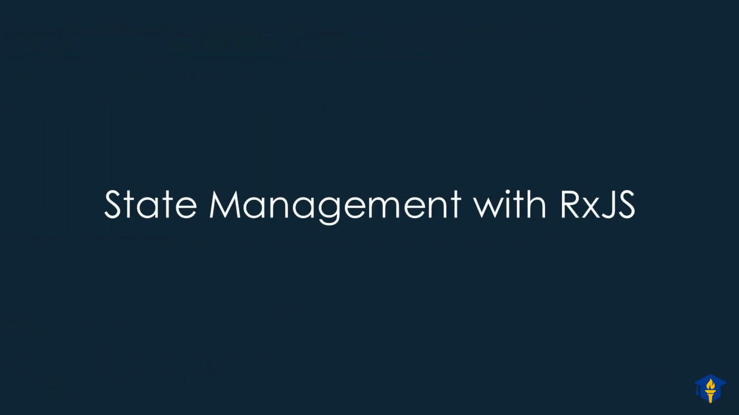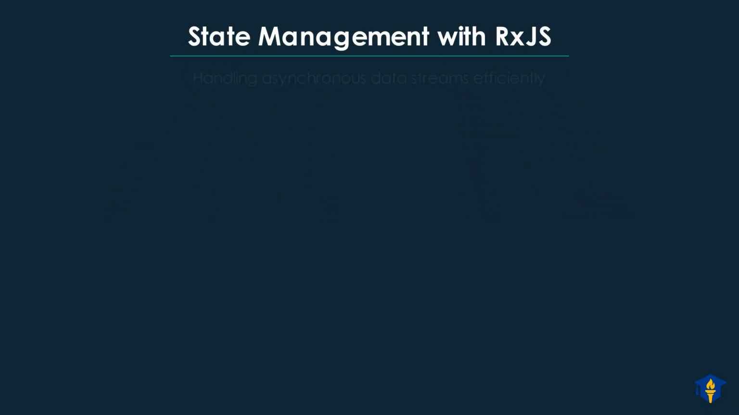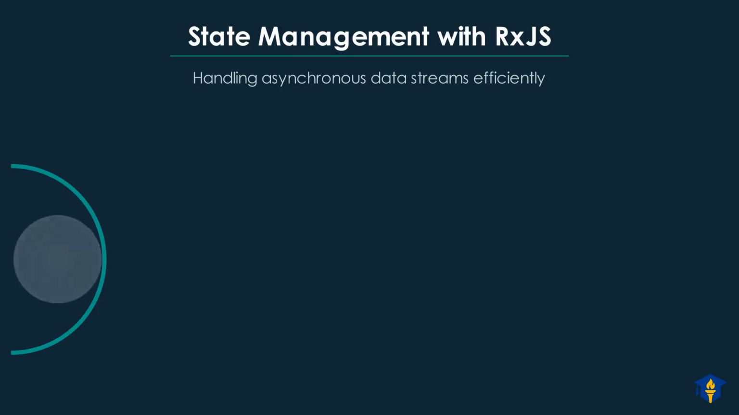Now, we will explore state management with RxJS, which helps in handling asynchronous data streams efficiently. RxJS provides powerful tools for managing complex data flows within your Angular applications. Observables represent data streams that emit multiple values over time, making them highly versatile.